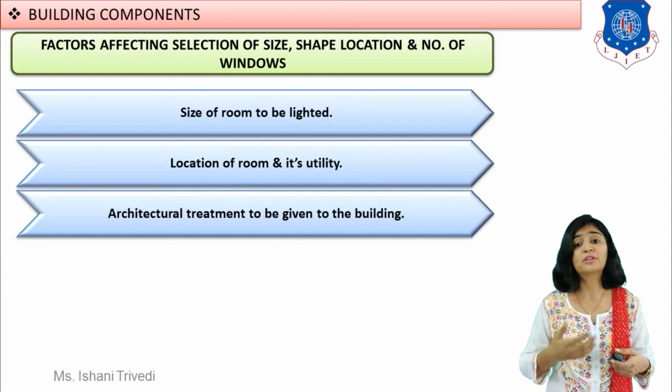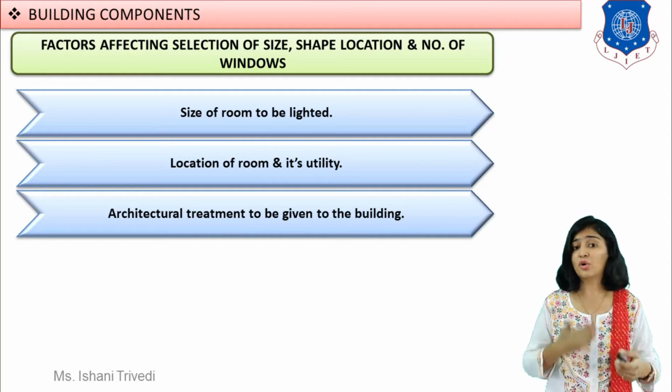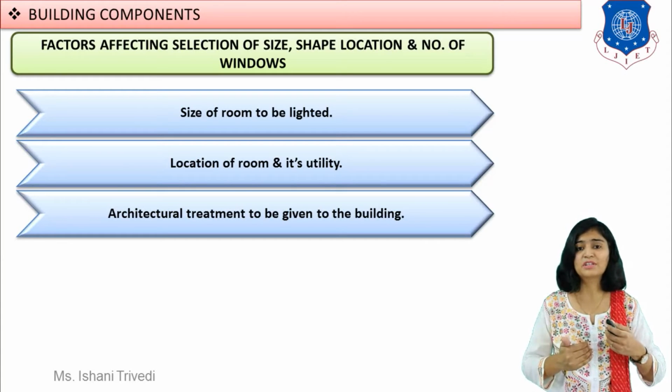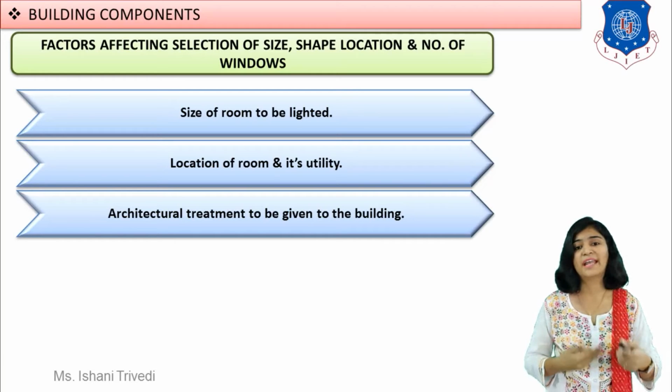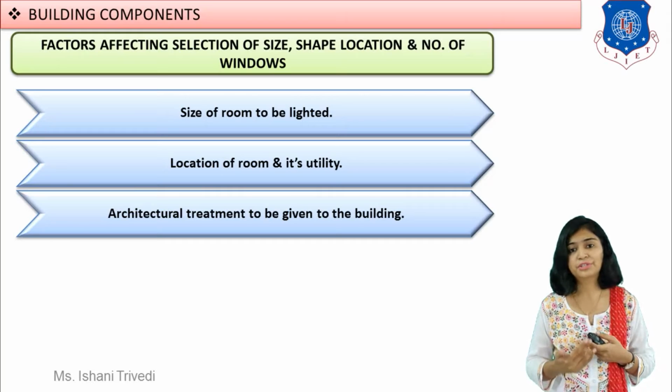If you are providing for more air circulation, if you want more ventilation, then corner windows can also be provided, because they will be provided at right angles to each other. There will be two windows at the corner, so because of that you will have more air circulation. So it depends on location of the room and its utility.